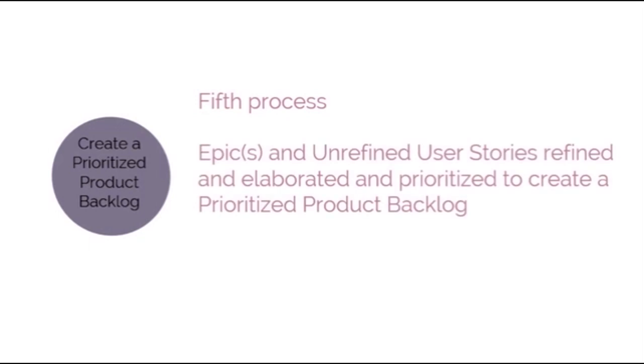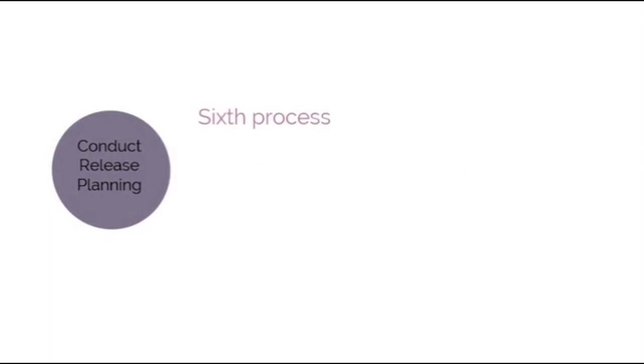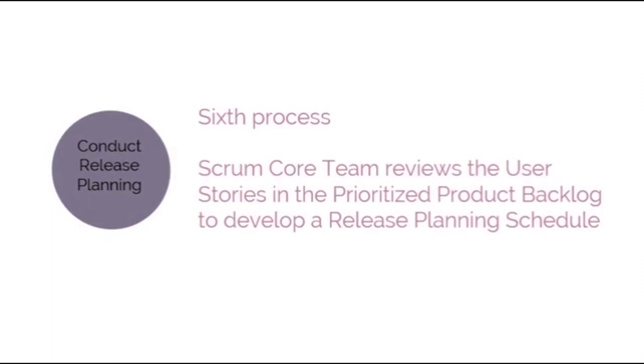Create a prioritized product backlog is the next process. In this process, epics and unrefined user stories are refined and elaborated, then prioritized to create a prioritized product backlog for the project. The done criteria is also established at this point. The last process classified under the Initiate phase is Conduct Release Planning. In this process, the Scrum Core Team reviews the user stories in the prioritized product backlog to develop a release planning schedule, which is essentially a phased deployment schedule that can be shared with the project stakeholders.